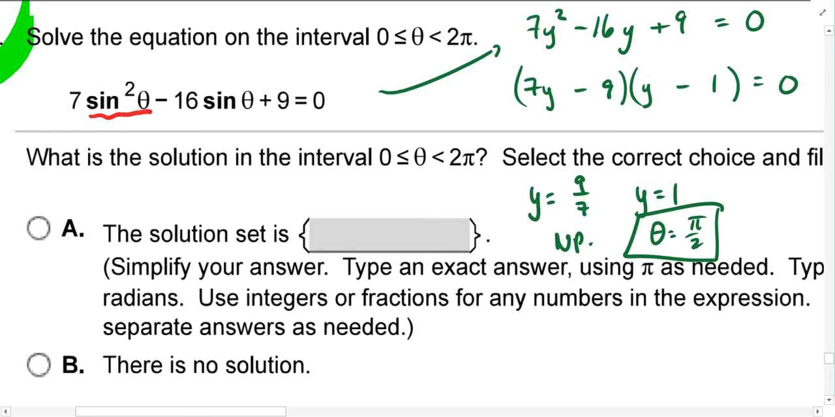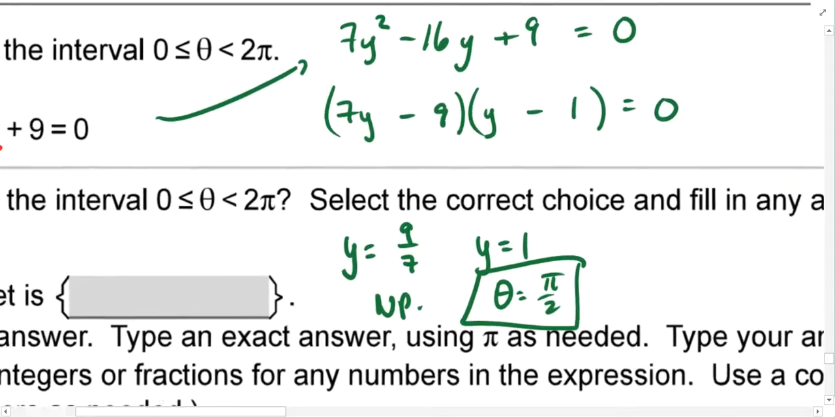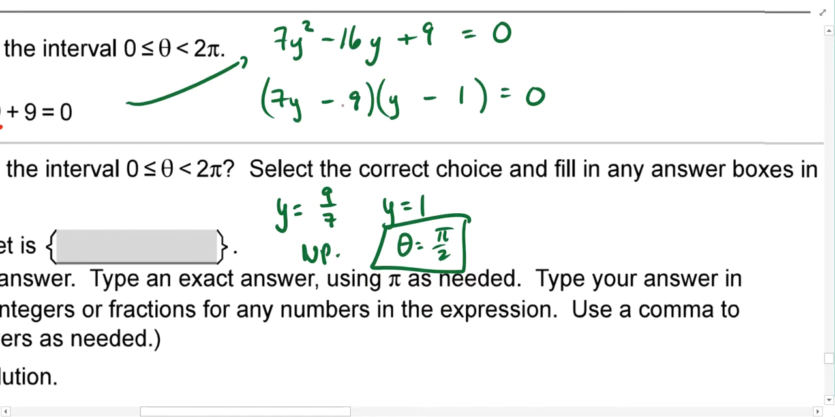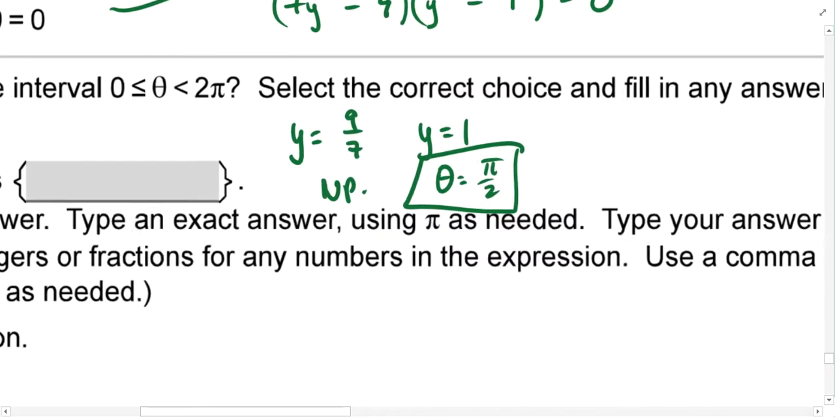Now, I like to rewrite sine theta as the letter y, and in doing so, I've got the expression 7y squared minus 16y plus 9 equals 0. And I always think about factoring before I go to the quadratic formula. This is a non-standard trinomial, but it is factorable. 7y minus 9 and y minus 1 are the two factors, which is good.